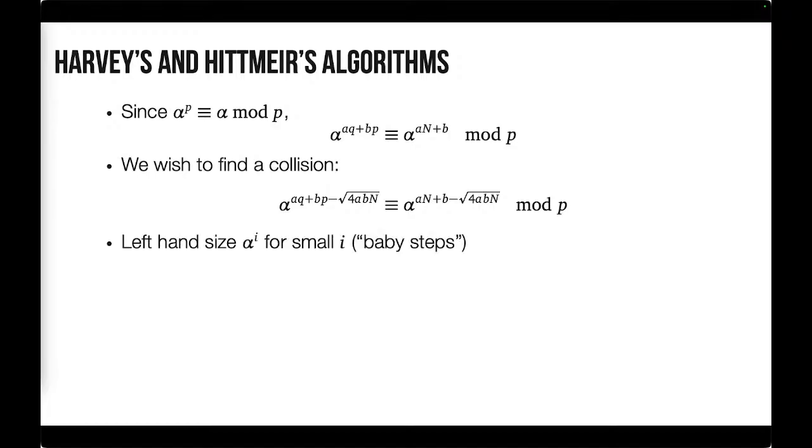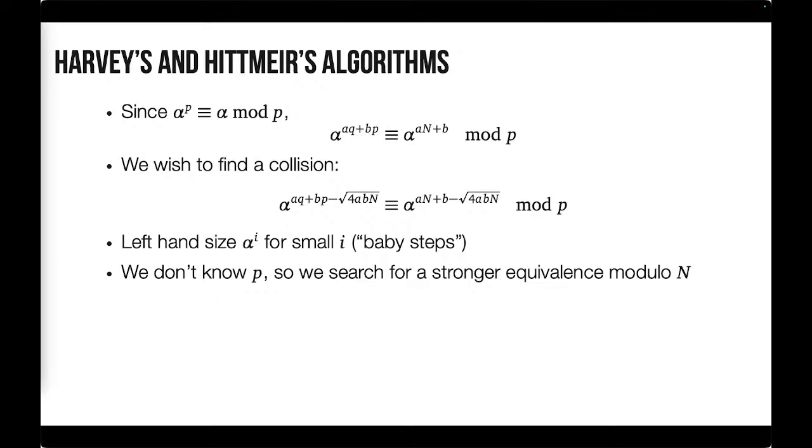So again, if you are familiar with baby step, giant step terminology, alpha to the i is the baby step and the right-hand side is the giant step. The only issue here is that we don't know p, right? Because that would be a factor of n. So we take a leap of faith and say, well, maybe it equals modulo n, which is a stronger statement. And this is a win-win thing, because if we found a solution, then that's great.